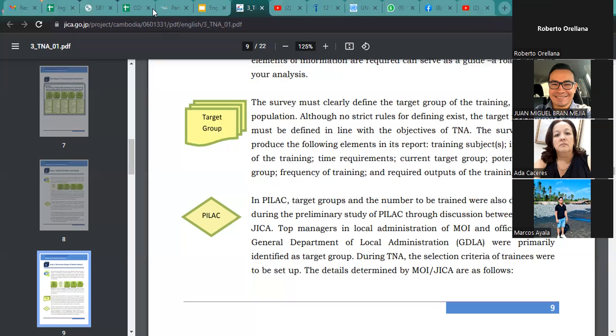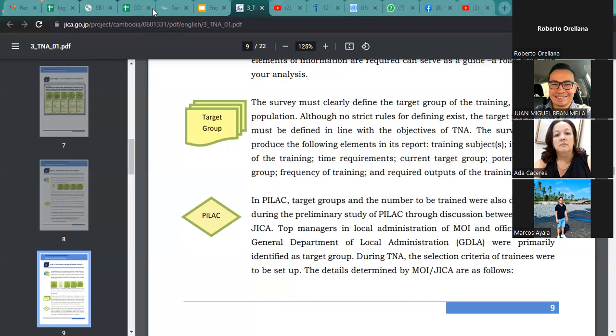So I understand in this one that we have to have in mind clearly the target population, because it depends on the population or the target group, and we have to structure the evaluation. We have to create a report with some elements, for example, the training subject, the importance of the training, the time requirements, the frequency of the training, and the outputs of the training. So it's important to define clearly all these elements in order that the training will be a good training for the employees.